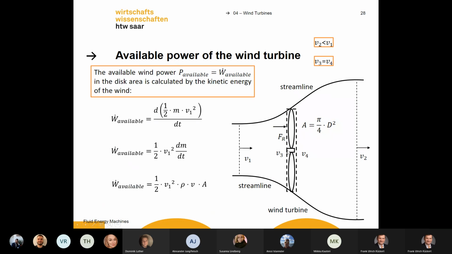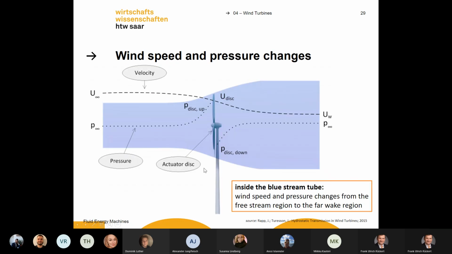And if the wind hits the windmill, you spread the streamline. So after the windmill, you have turbulences, you have a higher diameter here of this area. And of course, because of this, you will get a lower velocity. Let's look a bit more closely at what happens.